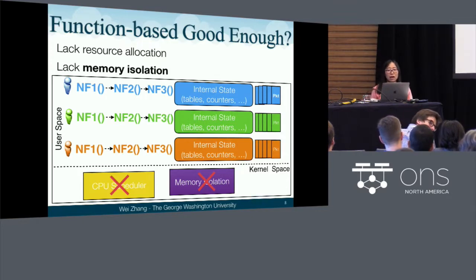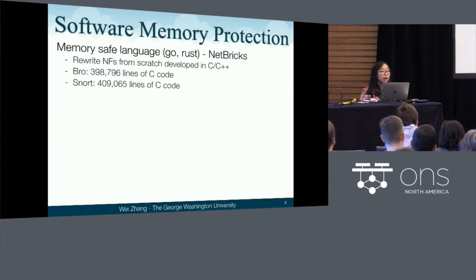In this talk, I will focus on memory isolation. About resource allocation, you can read our paper. Memory isolation is not a new topic. Some work uses memory-safe languages like Rust or Go to provide memory protection. Here, NetBricks from Berkeley uses Rust to provide network function memory protection.